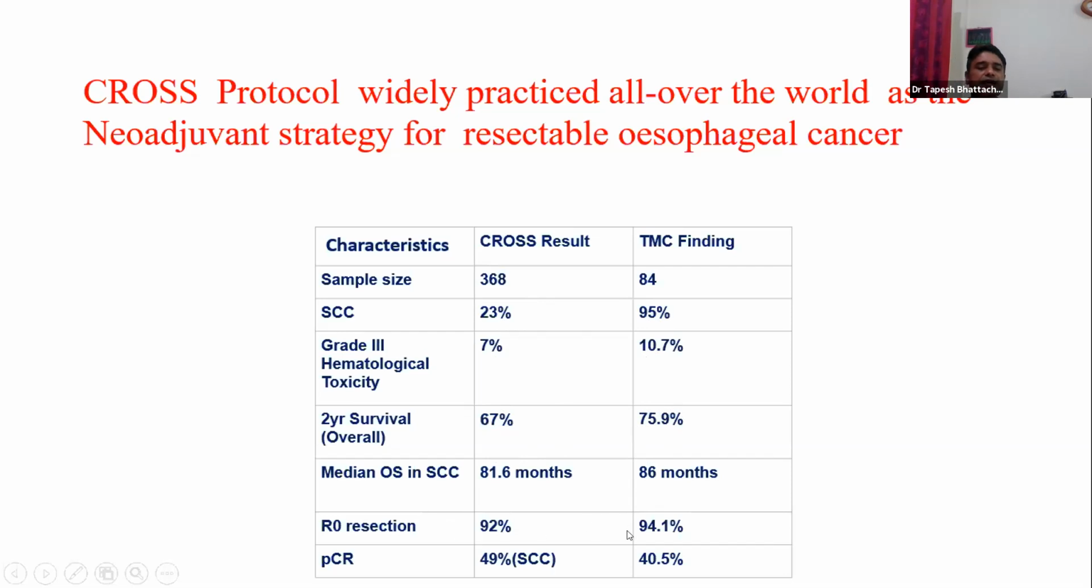R0 resection, we have also done quite good. The PCR rate in our case was 40.5% as compared to 49% in the real CROSS squamous cell carcinomas. This was less because many of our patients had T4 disease, N2 disease, so we could not get that much, 49%, of PCR rate.